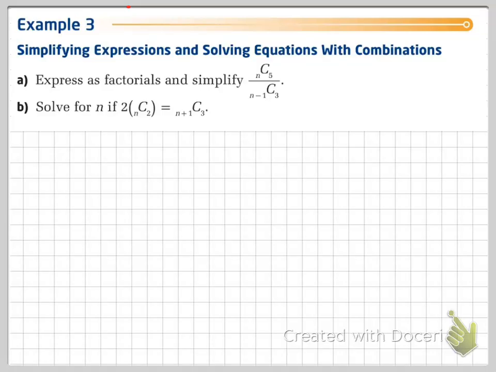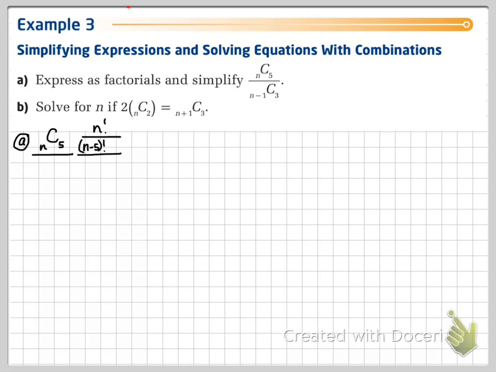Let's continue on with 11.2, section part B. Here we are in example 3, last example. Simplifying expressions and solving equations with combinations. In A, we're asked to express as factorials and simplify: n choose 5 divided by n minus 1 choose 3.